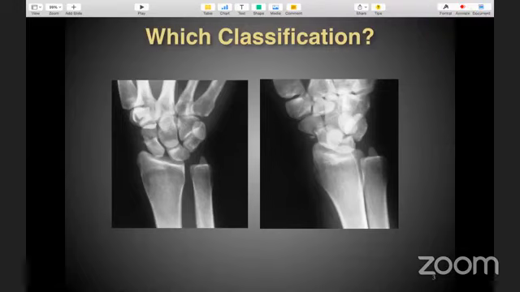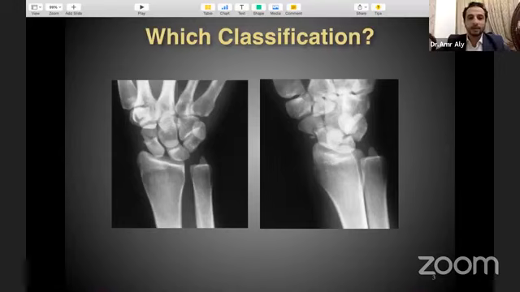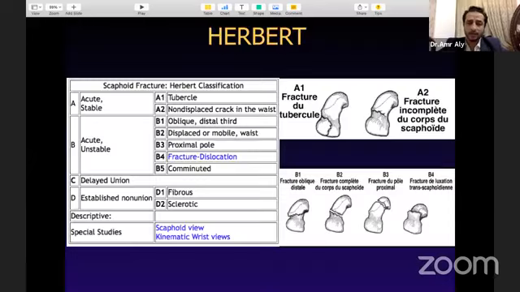Dr. Amr, can you tell us what you did for these patients? I will first continue. Normally, I use different classifications. Not only one classification is enough.